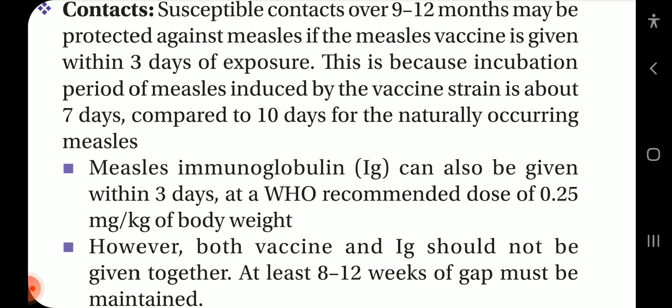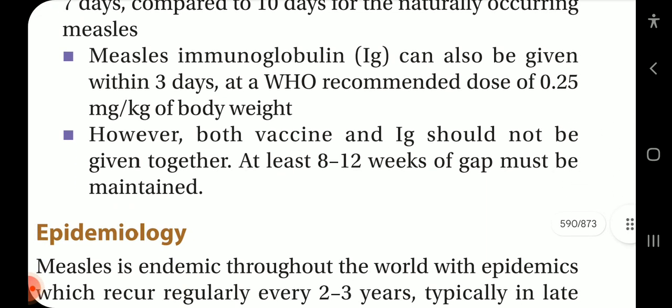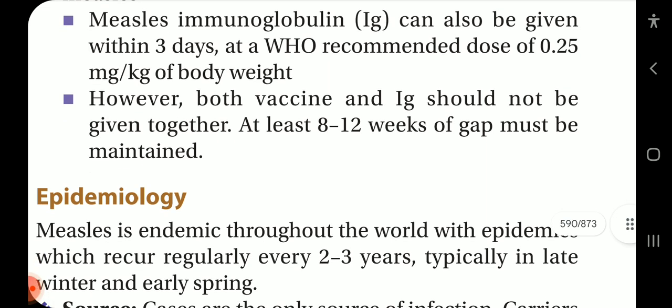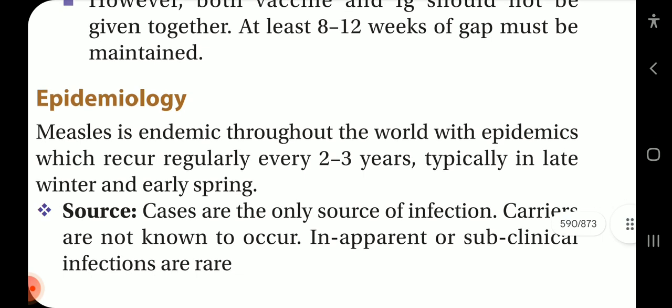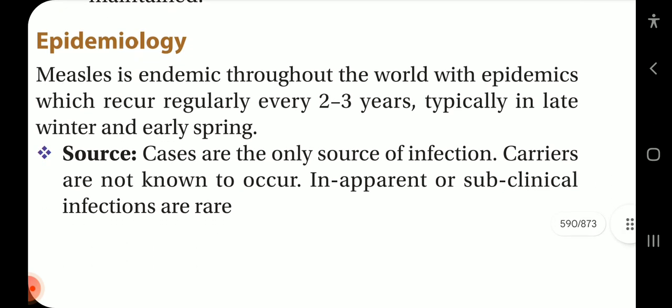Contact. Susceptible contacts over 9 to 12 months may be protected against measles if the measles vaccine is given within 3 days of exposure. That is because the incubation period of the measles induced by the vaccine strain is about 7 days compared to 10 days for the naturally occurring measles. Measles immunoglobulin can also be given within 3 days at a WHO recommended dose of 0.25 mg per kg of body weight. However, both vaccine and IG should not be given together. At least 8 to 12 weeks of gap must be maintained.